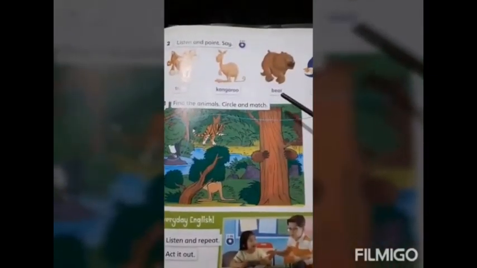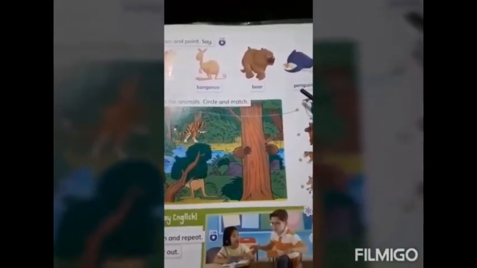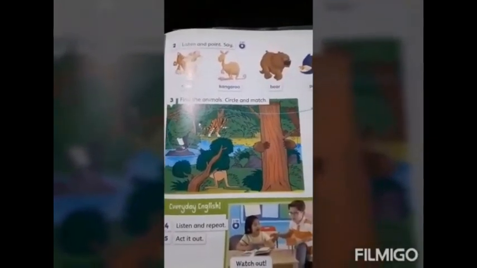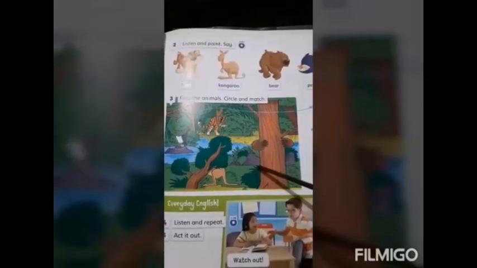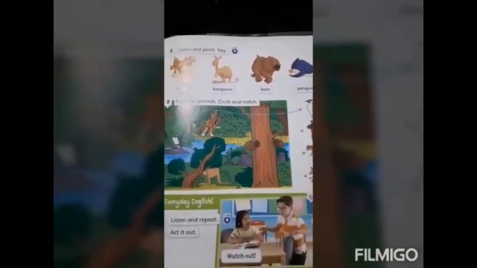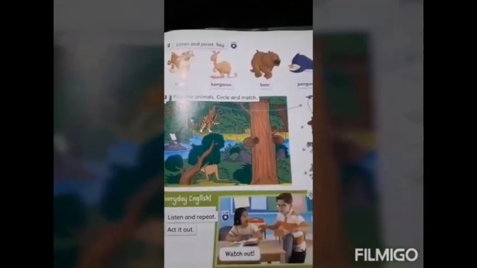Kangaroo, tiger, bear, penguin. Number 3, find the animals, circle and match. Take a pencil, try to find the animals here and match them. Do you understand? Excellent. Do this exercise and send it to me.